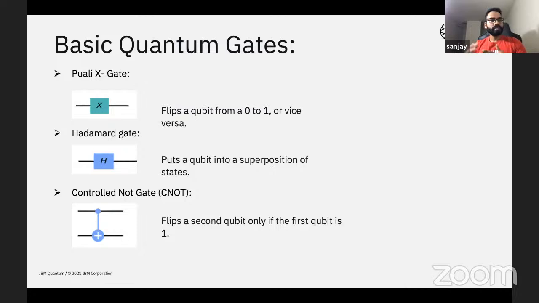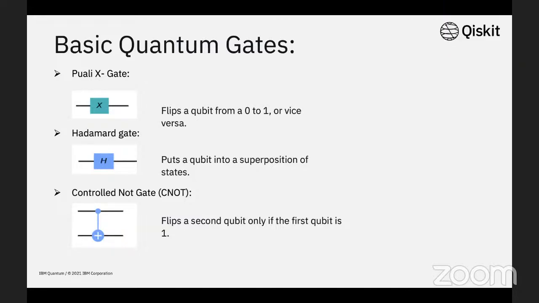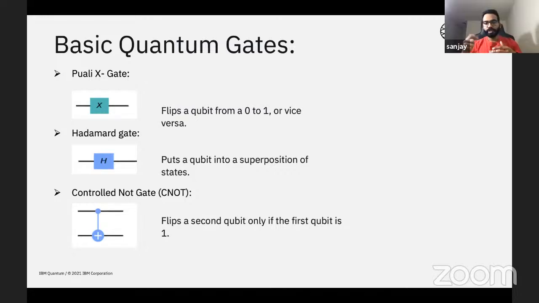One of them is the Pauli X gate, which flips the qubit from 0 to 1 or vice versa. In classical terms, you would call this a NOT gate. It is similar to a NOT gate, but we call it a Pauli X gate. There's one more gate called the Hadamard gate. This gate puts the state of a qubit into superposition. Initially all the qubits are in the zero state. If I put a Hadamard gate in front of a zero qubit, it will put the qubit into a superposition of zero and one.